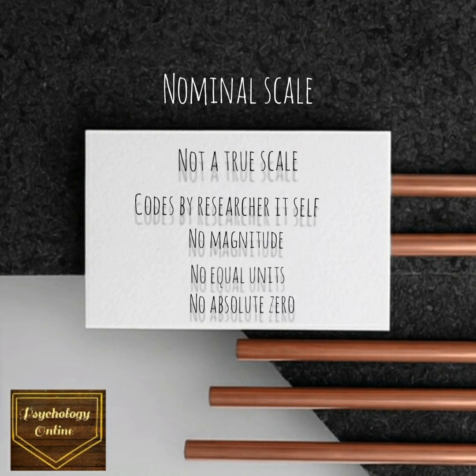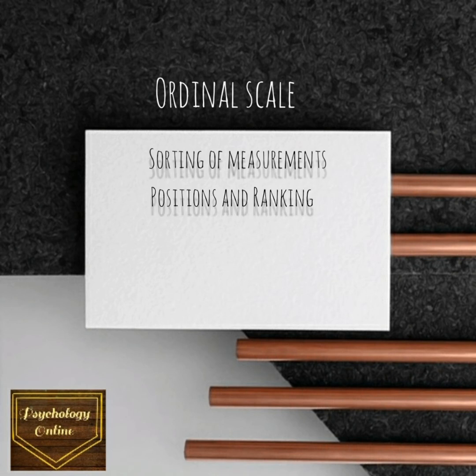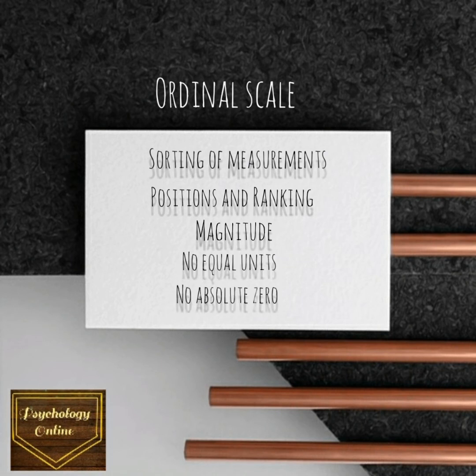Let's talk about second scale, ordinal scale. In this scale, we sort out the measurements in ascending or descending order. We basically give positions or ranks to the measurements. For example, ranking of 5 students on the basis of their marks. The student having highest marks is ranked 1 and so on. When we talk about the characteristics of measurement scale, it has only the characteristic of magnitude. It gives us magnitude but no equal units, no absolute zero.